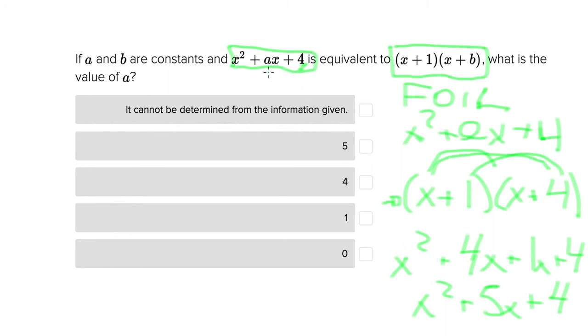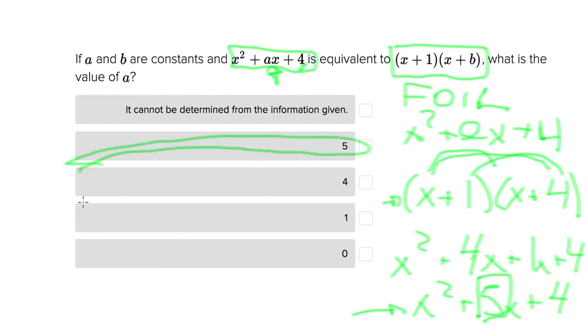So the value of a that was here, you can see pretty clearly to be 5 in the resulting function. So 5 is the answer. And we can go ahead and cross out the other ones, because they can't be determined from the other values.